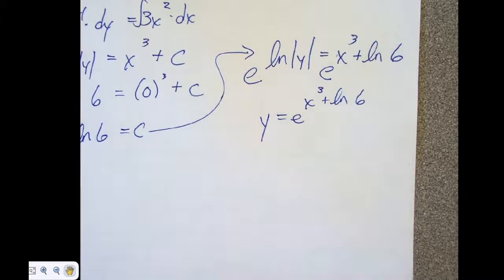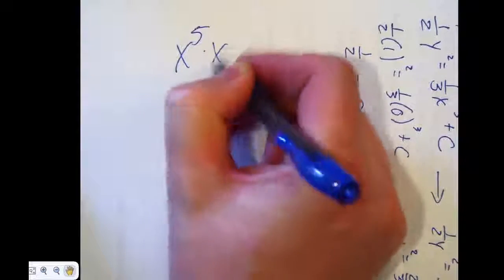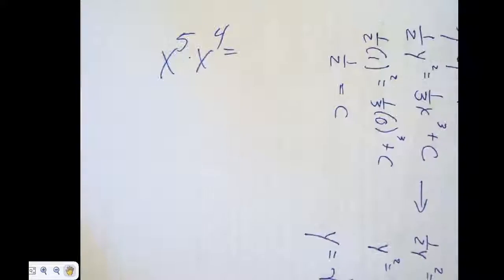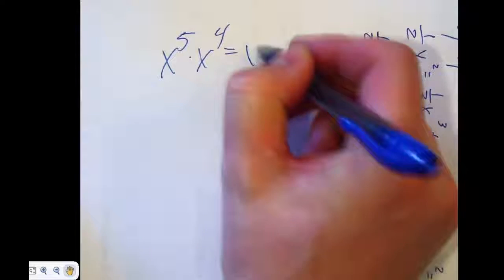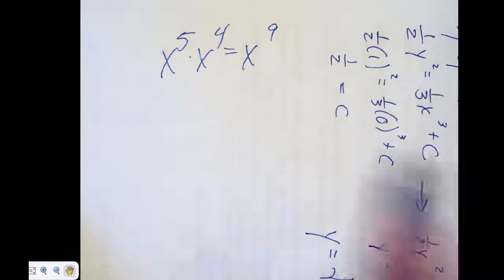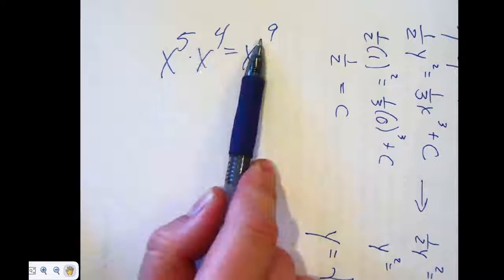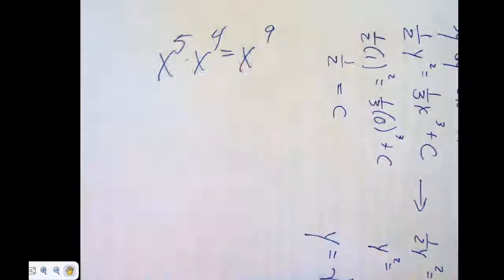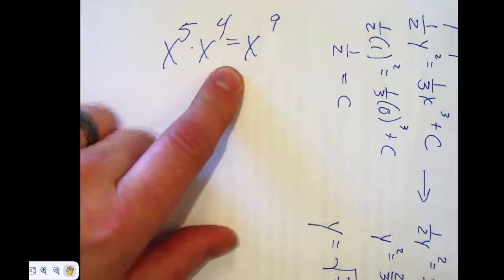So if you have x to the 5th times x to the 4th, what is that? X to the 9th, right? So if you're multiplying the bases together, you add the powers. Well, I can unpack it that way also. So do that process in reverse. So couldn't I start with x to the 9th and be like, oh, that's x to the 4th times x to the 5th?